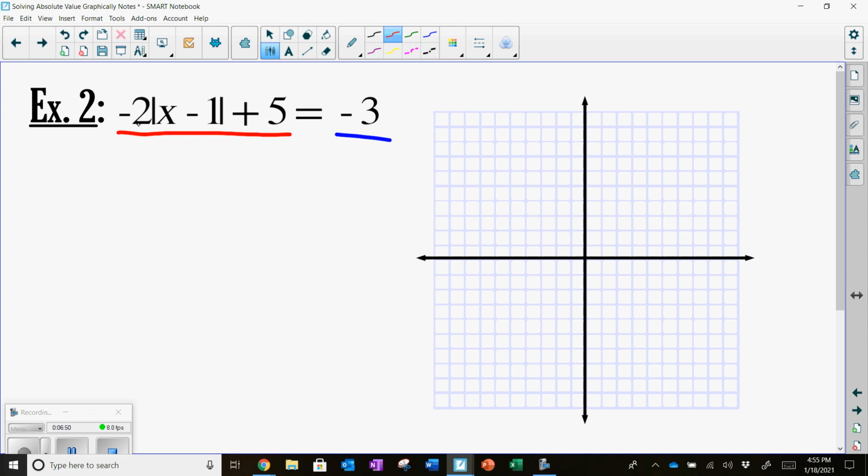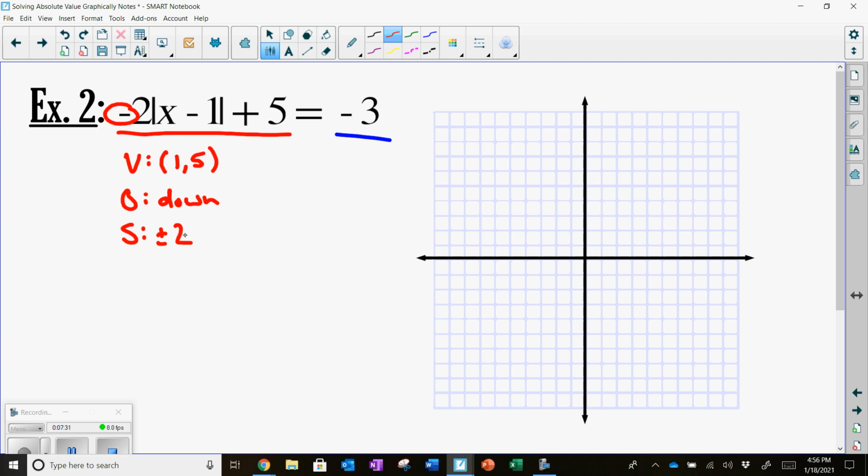Let's graph negative 2 times the absolute value of x minus 1, plus 5. If I'm going to graph it, I need to know 3 things: the vertex, how it opens, and what the slope is. The vertex is located at the point positive 1, positive 5. It's going to open down because of that negative. And the slope is going to be plus or minus 2. I know we didn't do the plus or minus on the last one, but I'm hoping you remember that it's always plus or minus.